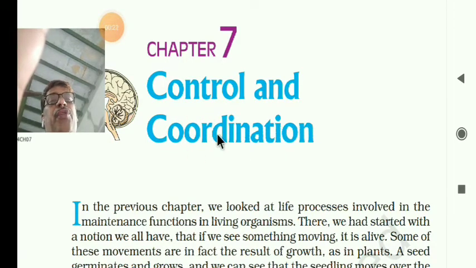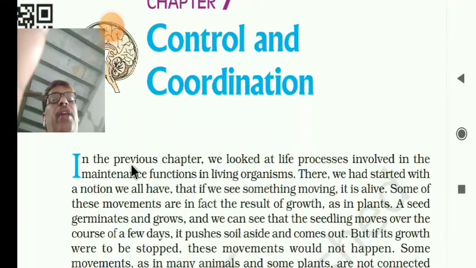See, dear students, in the previous chapter, we have looked at life processes. Life processes means digestion, excretion, reproduction, or nutrition. These are all involved in the maintenance functions in the living organisms. So all these processes are maintaining or running our living organisms to lead their life.